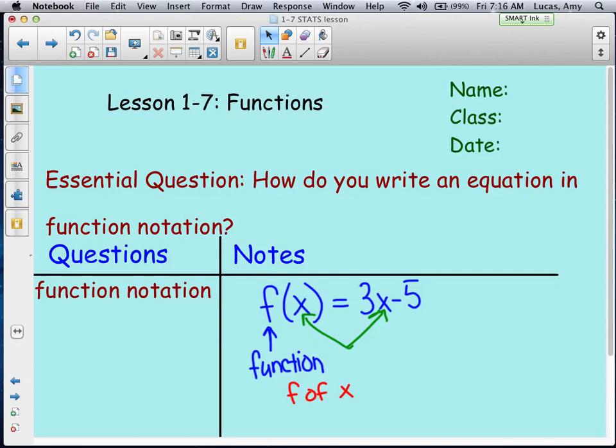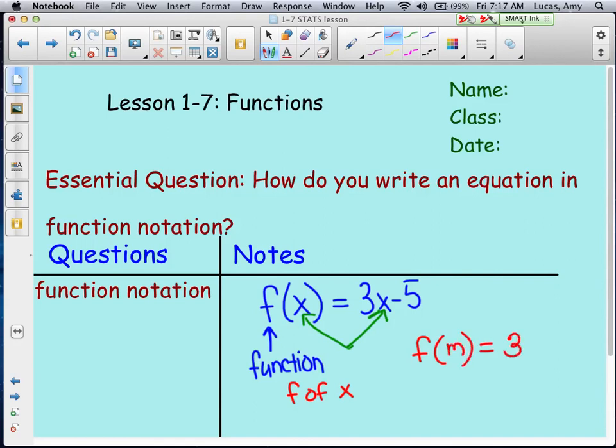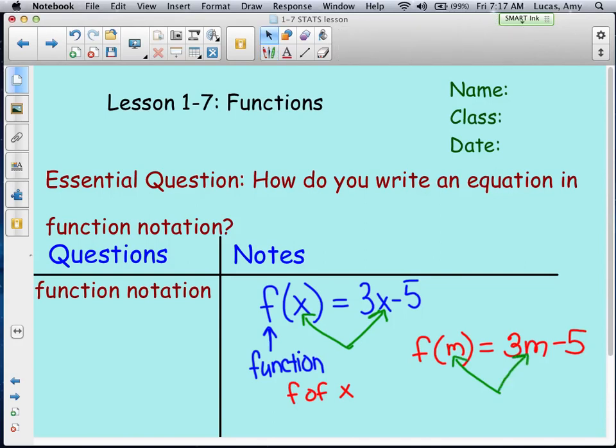So if that variable was different, it would also change in the parentheses. So for example, if it said f of m, then you would expect to see an m on the other side, like that. So these two variables should match right here and right here. Okay.